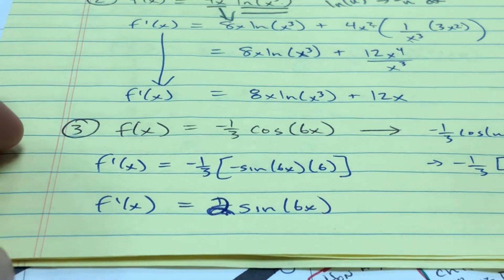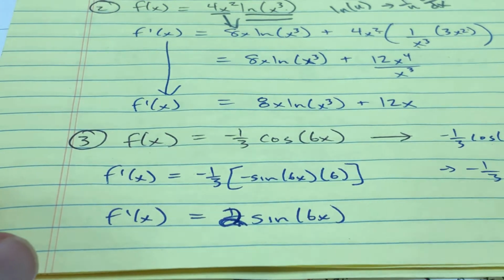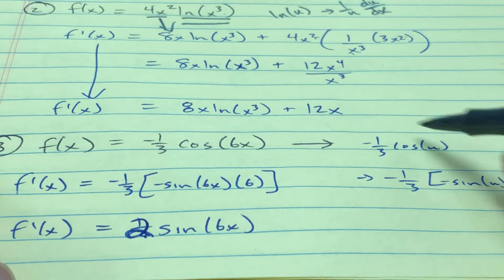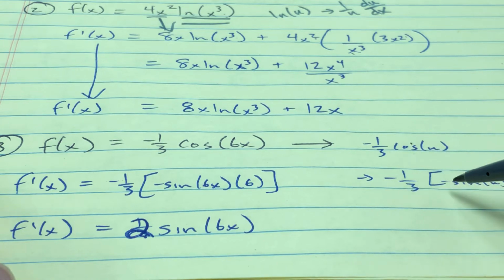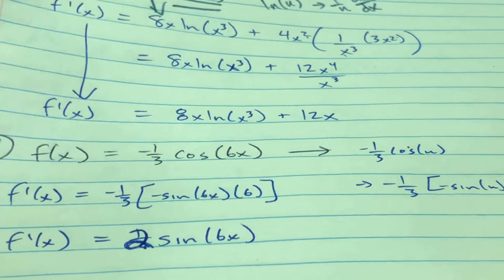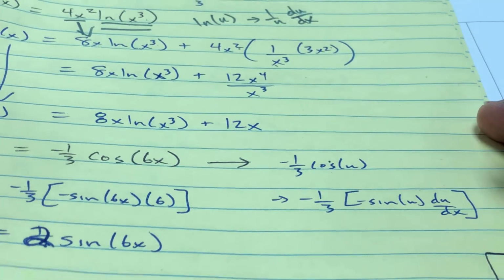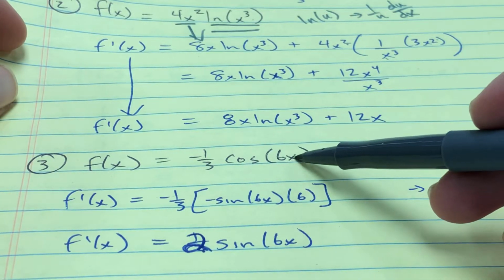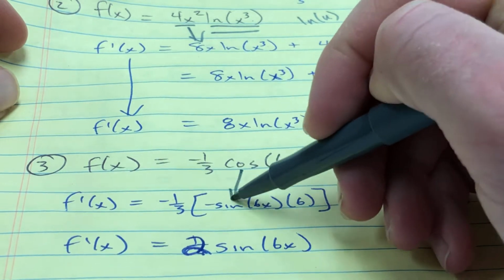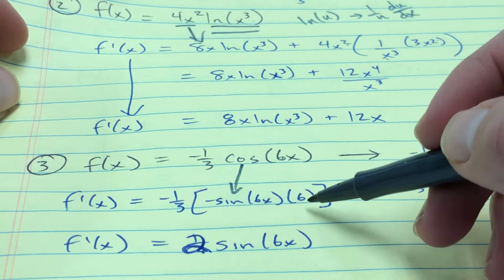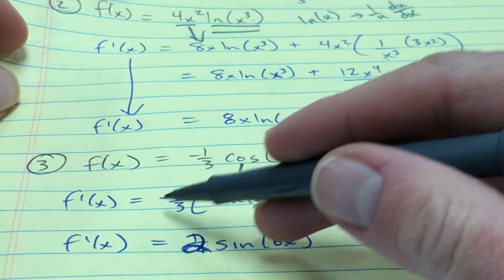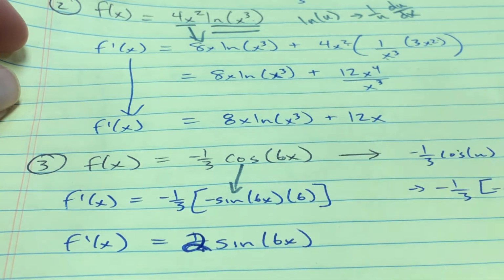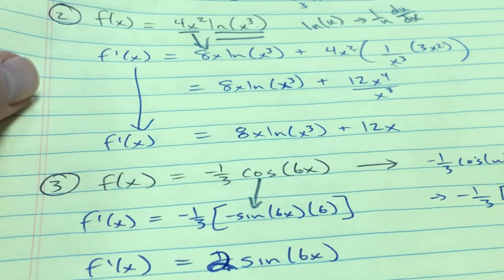All right, so number 3, you've got negative 1/3 cosine of 6x. Think of this as some negative 1/3 cosine u. The derivative of that would be negative 1/3. Derivative of cosine is negative sine, then u, and then the derivative of u with respect to x. That's the game plan. So derivative of negative 1/3 cosine 6x would be negative 1/3. Derivative of cosine is negative sine 6x, derivative of 6x is 6. Negative times a negative is a positive. 1/3 times 6 is 2. 2 sine 6x.